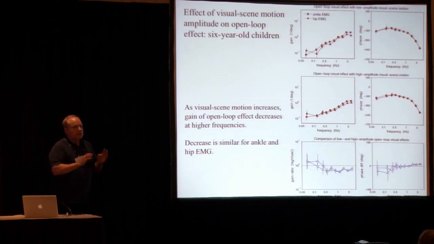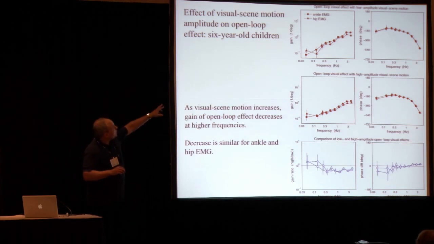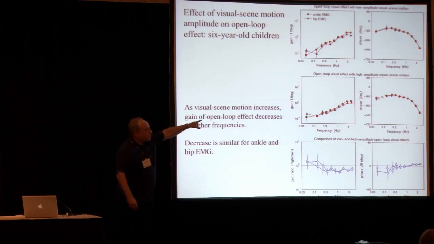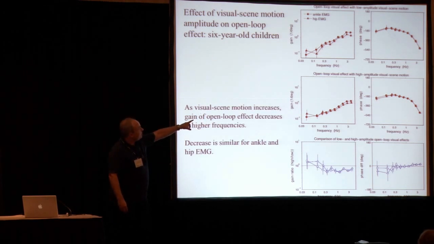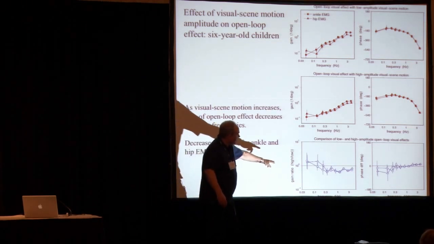So now let's go to the effect of visual motion amplitude on this open loop effect of vision. The top row shows this identified open loop effect of vision for the low amplitude condition. The middle row shows this identified open loop effect of vision for high amplitude, and the last row compares them. So, for example, this is the gain ratio.